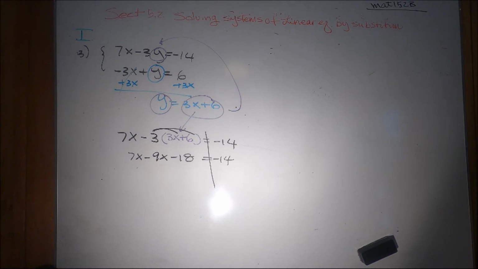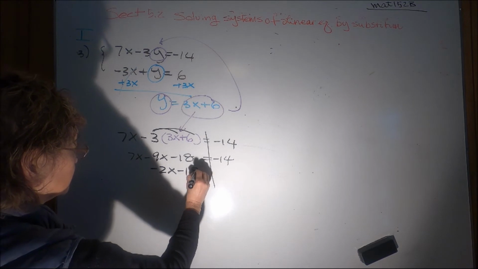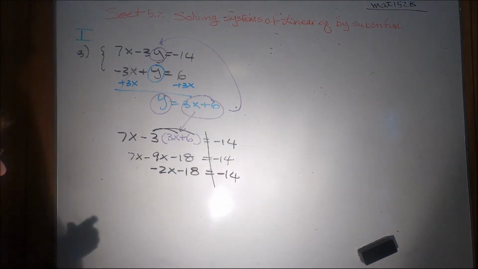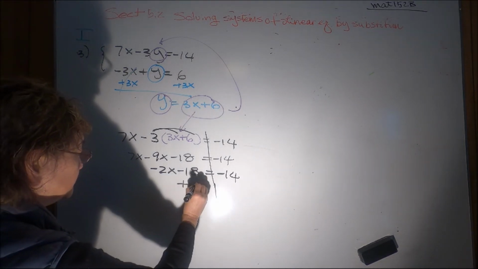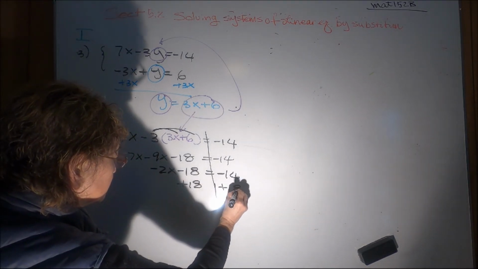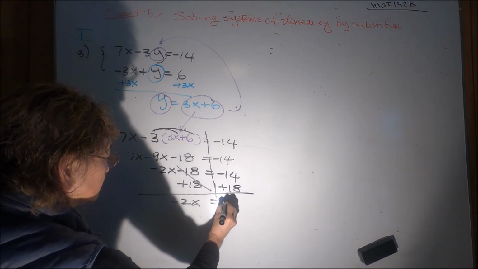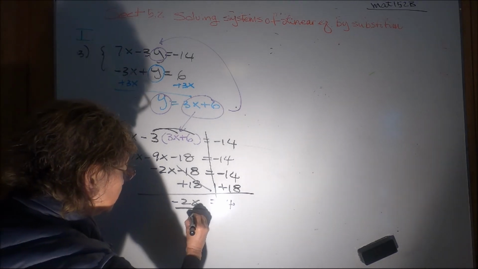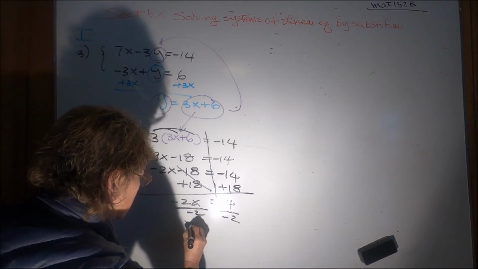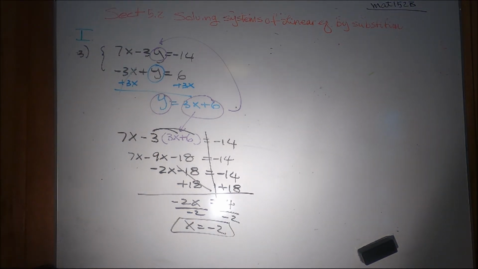Then what do we have? Combine like terms, right? Then what do we do? Move a number to the other side. Right? Then divide by negative 2, x is what? Negative 2. We get one of the answers.